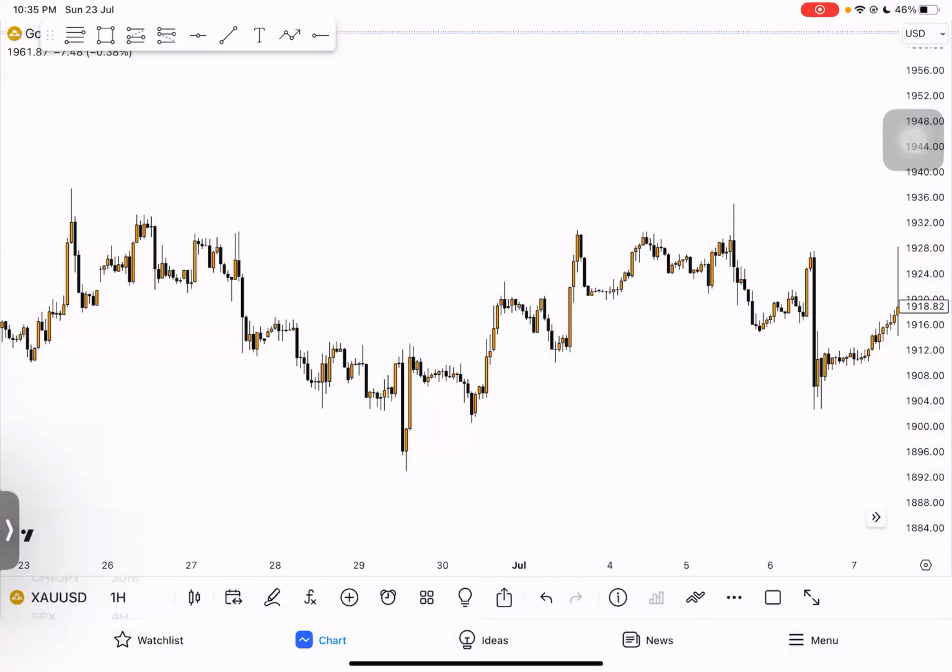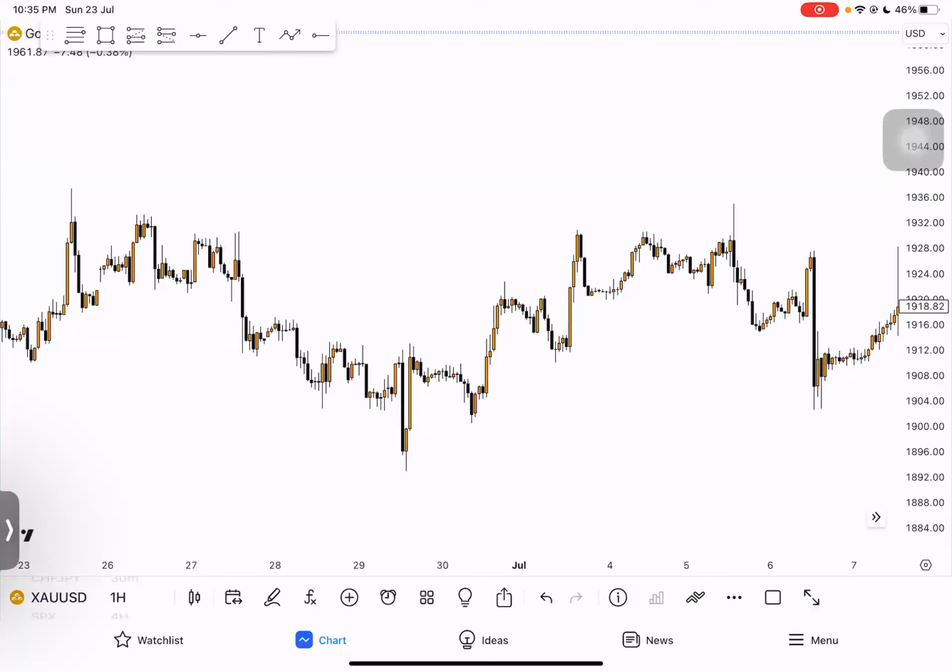Which time frame do you usually use to catch this zone? I will use H1, H4, daily. I prefer to use these three. H1, H4, and daily. Okay, this is for supply and demand.